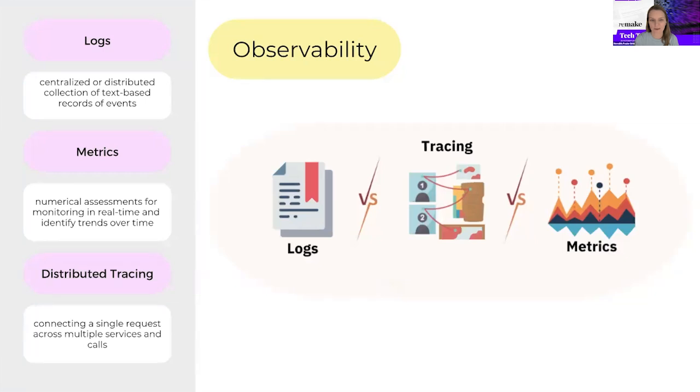Logs are text-based records of events that occur while an application is running. It's important in microservices architectures to have a centralized collection of logs to help determine the root cause of problems. Metrics are numerical assessments of a system that allow you to view aggregated data in real time or identify trends over time. Metrics are meant to be simple so that developers can quickly interpret them and easily set up alerts if they reach critical highs or lows.